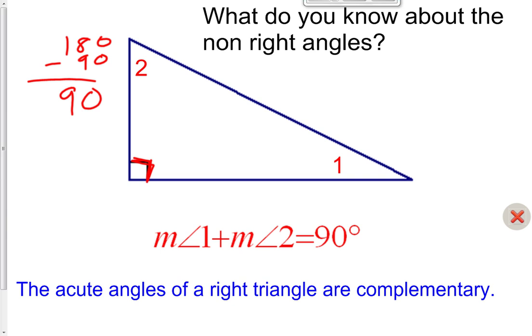They are complementary angles. Angle 1 might be 50, angle 2 might be 40. Angle 1 might be 30, angle 2 might be 60. We don't exactly know what the angles are, but we do know that when we add them up, they have to equal 90 degrees, or they are complementary.